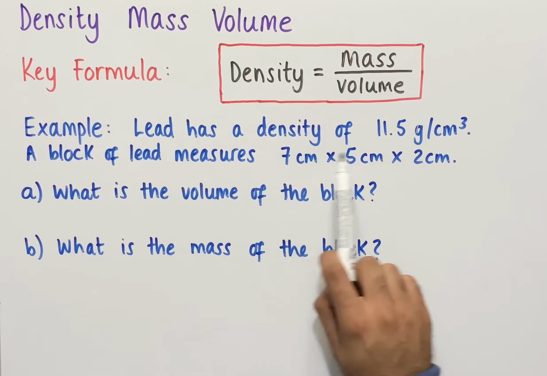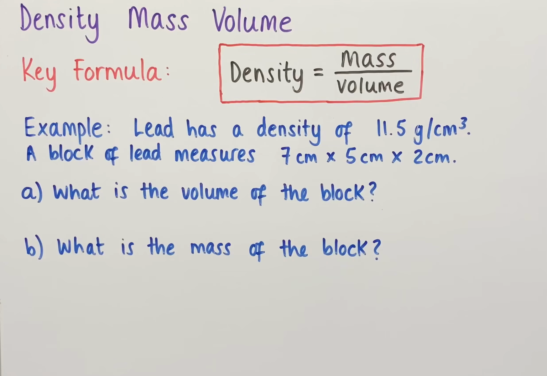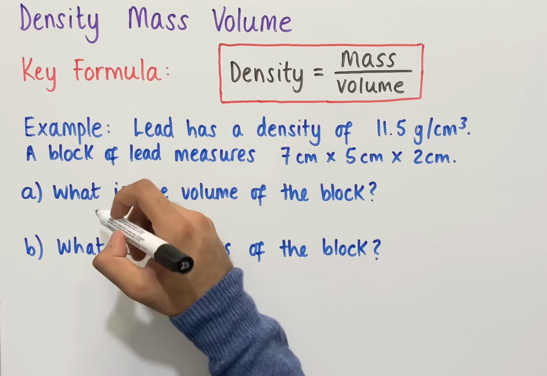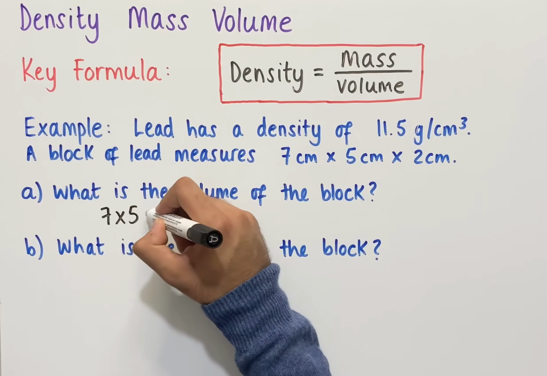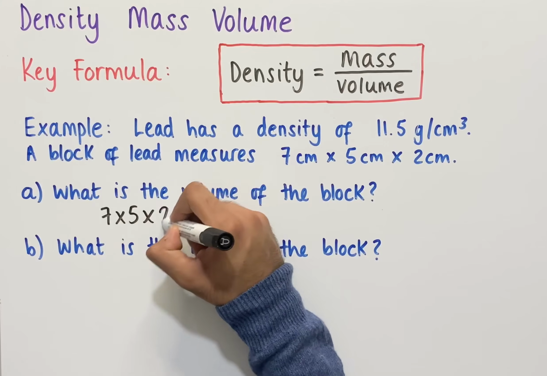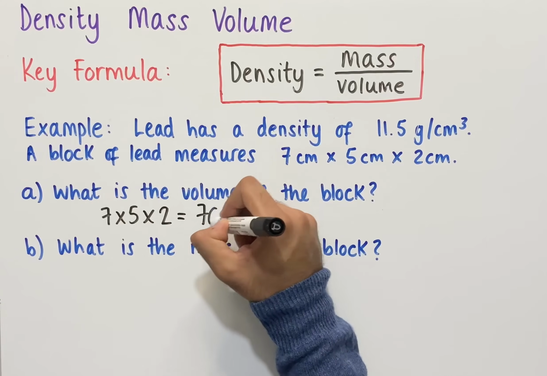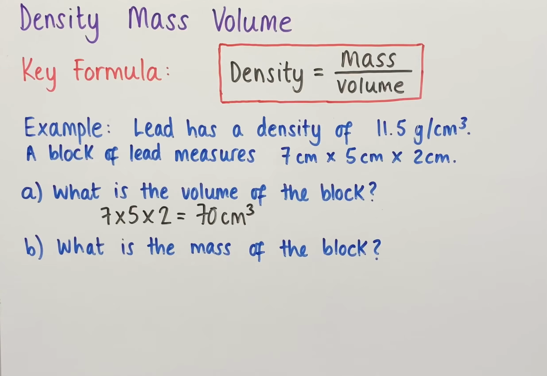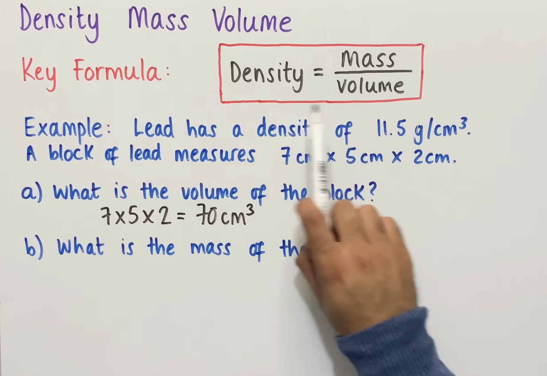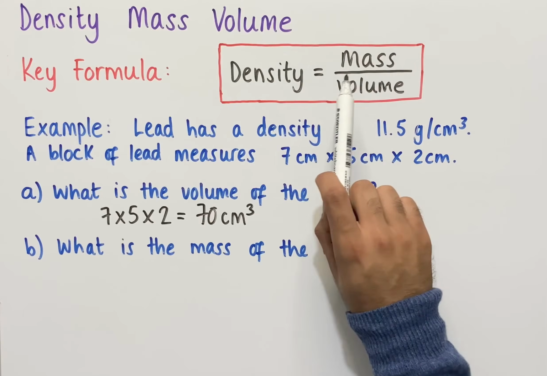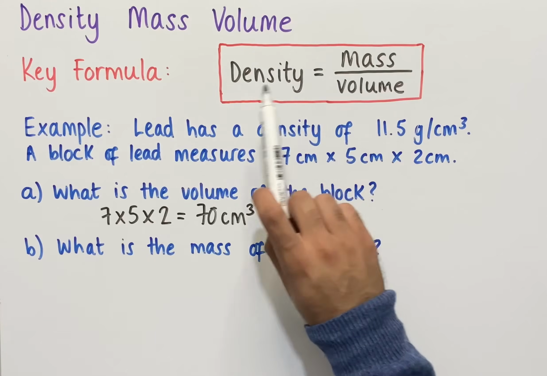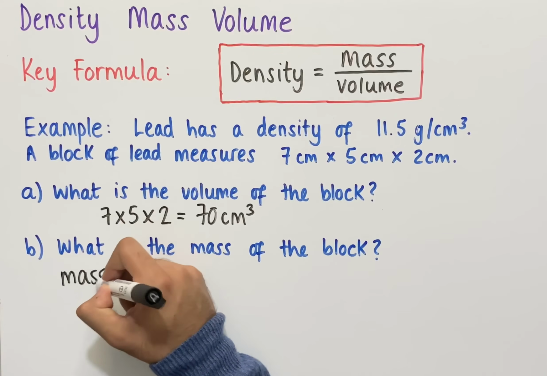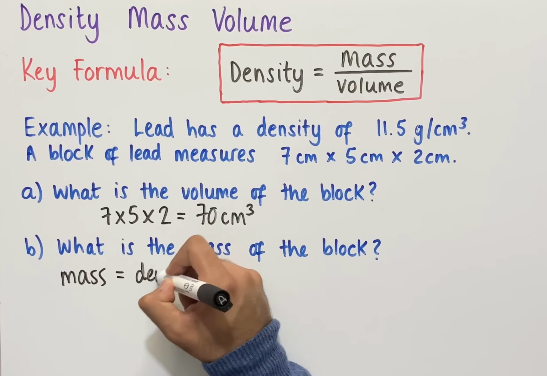If we multiply all three quantities, then we end up with the volume. So 7 times 5 times 2 gives us 70, and our units are centimeters times centimeters times centimeters, in other words, centimeters cubed. Now, to work out the mass of the block, we use the formula that we have here, and we rearrange this to make mass the subject. We get that by multiplying both sides by the volume. So we have that the mass equals the density multiplied by the volume.